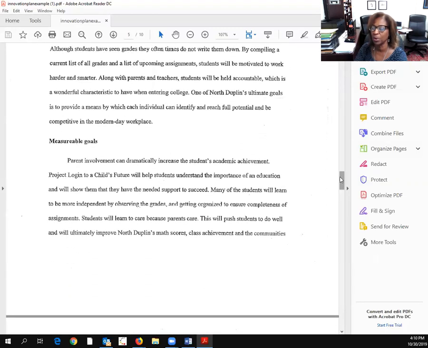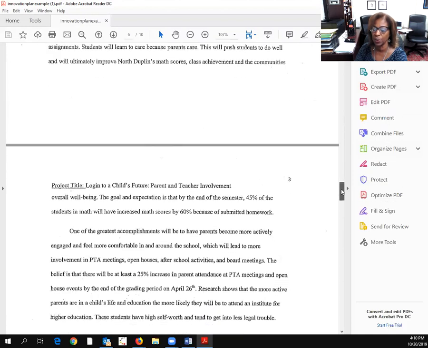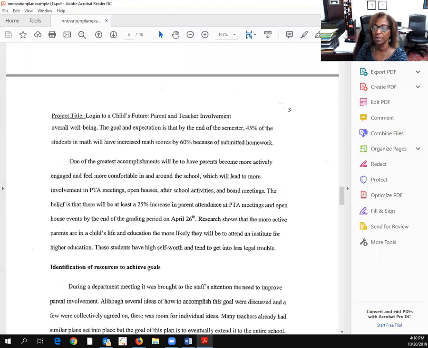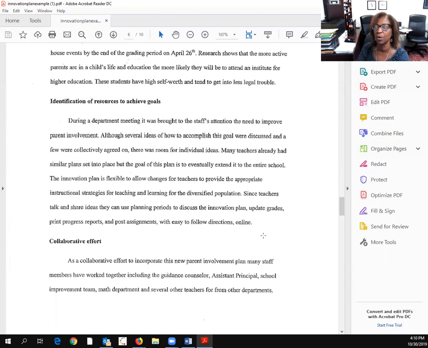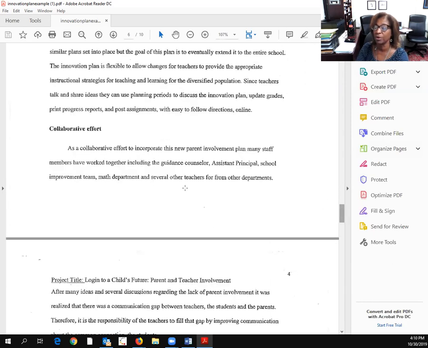Then, of course, you have your measurable goals, and those should be SMART goals as well. And if you notice here, it says, the belief is that there will be at least a 25% increase in parent attendance at PTA meetings and open house events by the end of the grading period on April the 26th. That is measurable. Identification of the resources to achieve the goal. What do you need in order to make sure that you meet the intent of your innovation plan? So make sure you read this. It'll give you an understanding. The collaborative effort, who? In this case, as a collaborative effort to incorporate this new parent involvement plan, many staff members have worked together, including the guidance counselor, the assistant principal, school improvement team, the math department, and several other teachers from other departments.